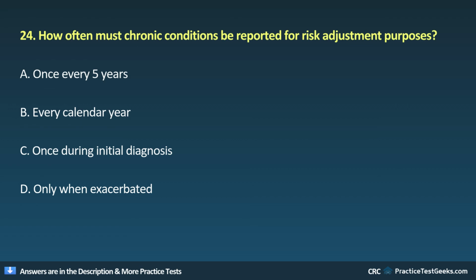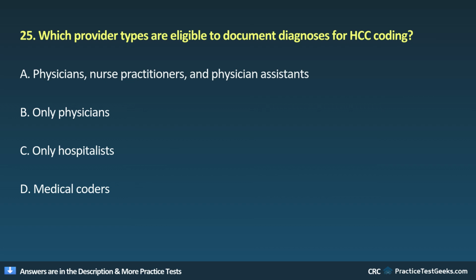24. How often must chronic conditions be reported for risk adjustment purposes? A. Once every 5 years. B. Every calendar year. C. Once during initial diagnosis. D. Only when exacerbated.